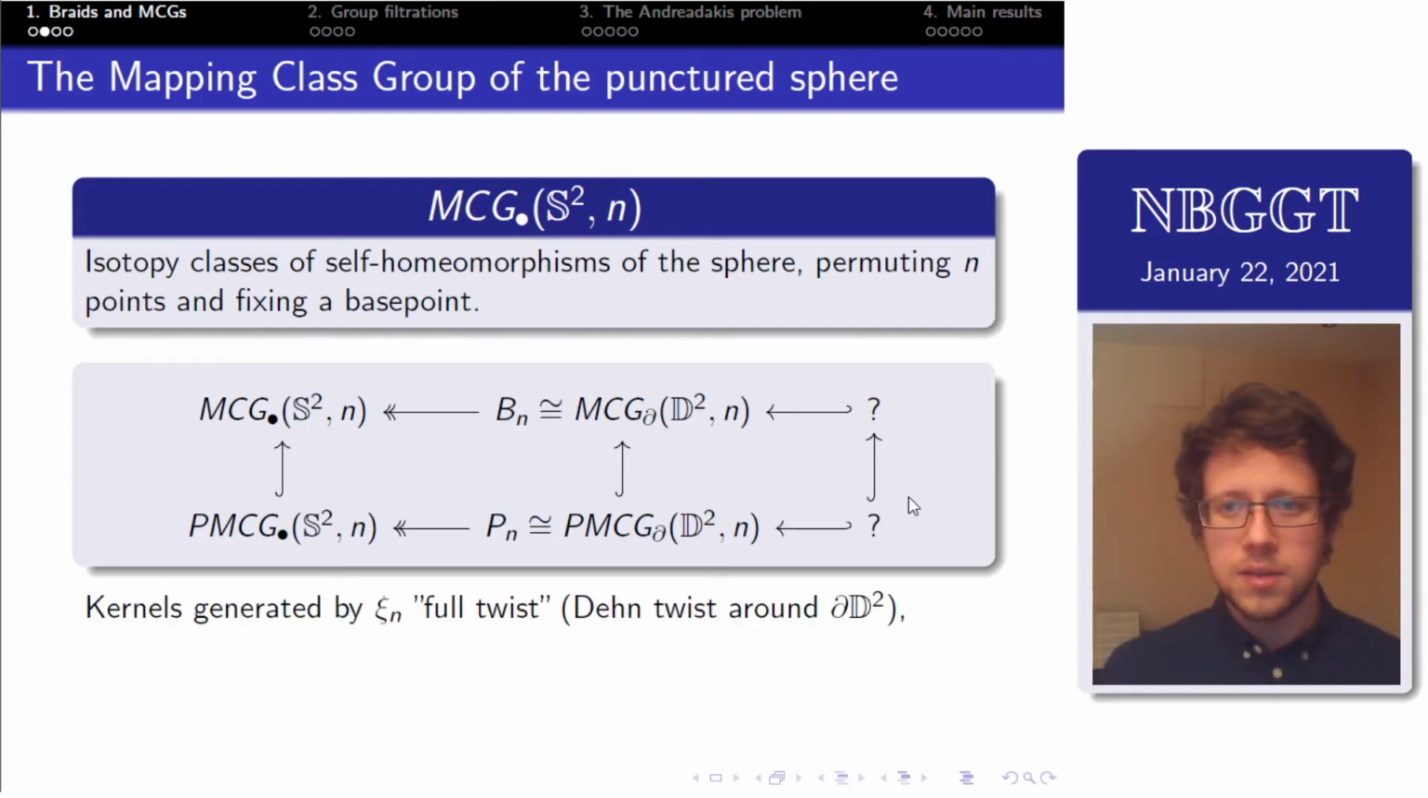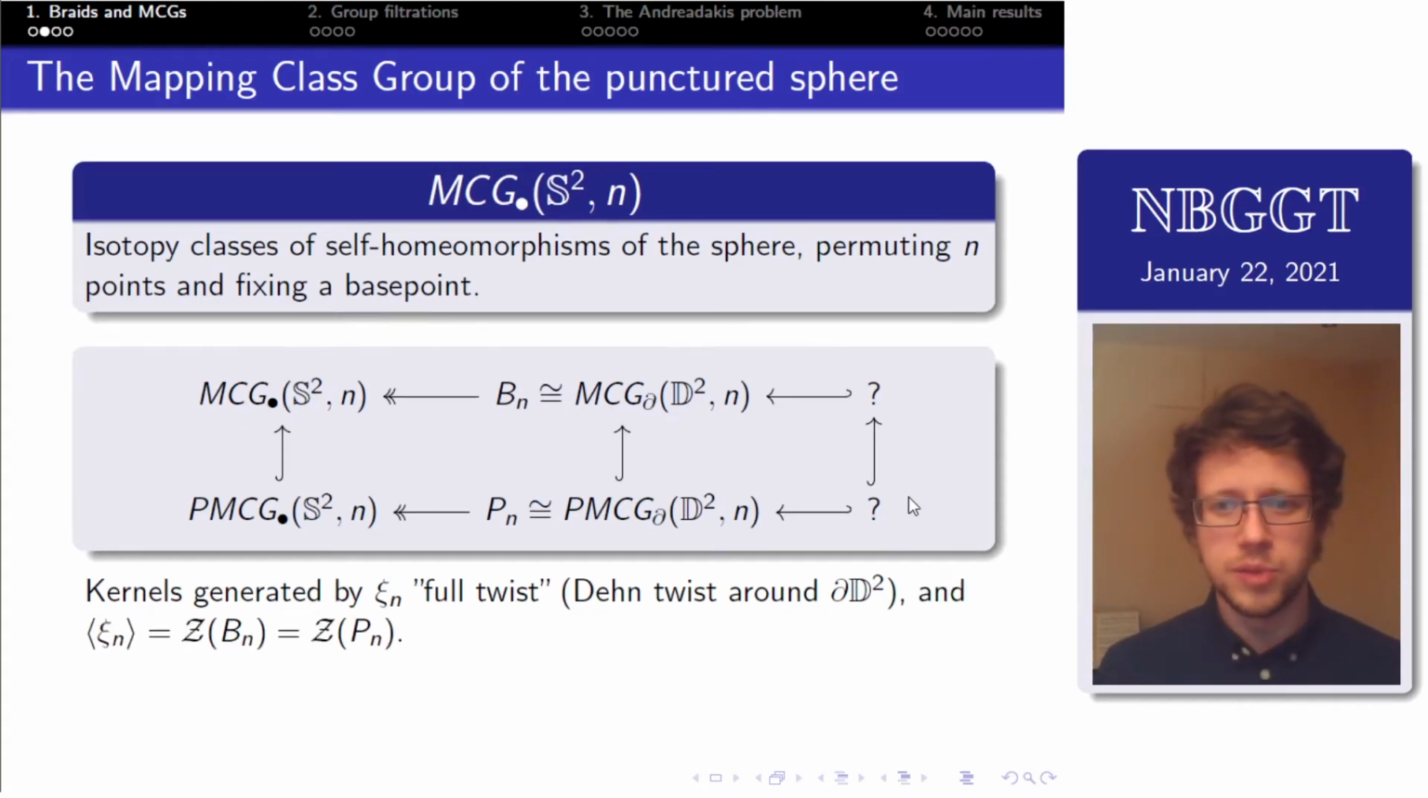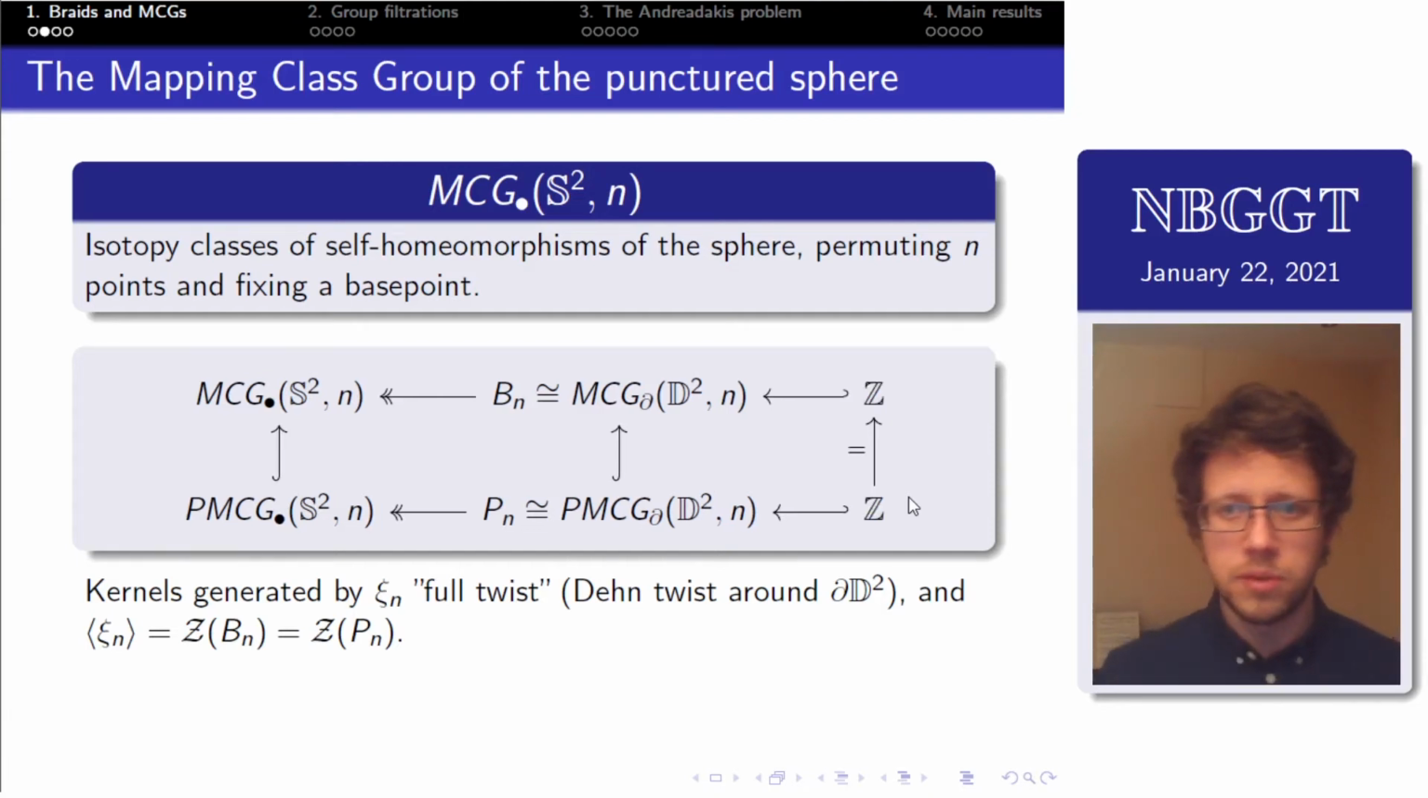That's a cyclic subgroup. And so both kernels are generated by this xi-n, which is the full twist or the Dehn twist along a curve which is parallel to the boundary of the disk. So I will get back to the definition in a moment, but for the moment, let me just stress that this is a generator of the center of both the braid group and the pure braid group. So both these subgroups are in fact the same. They are the center of the braid group.